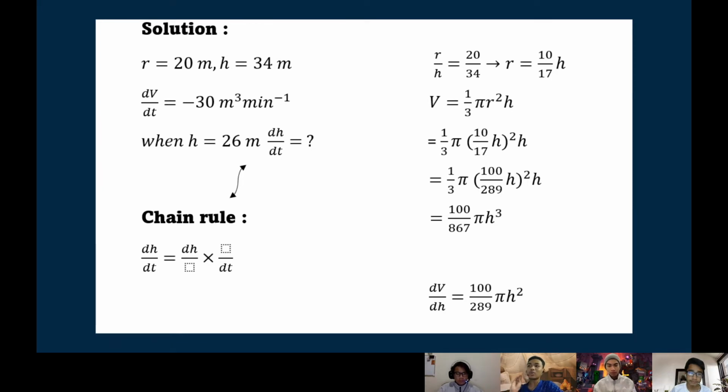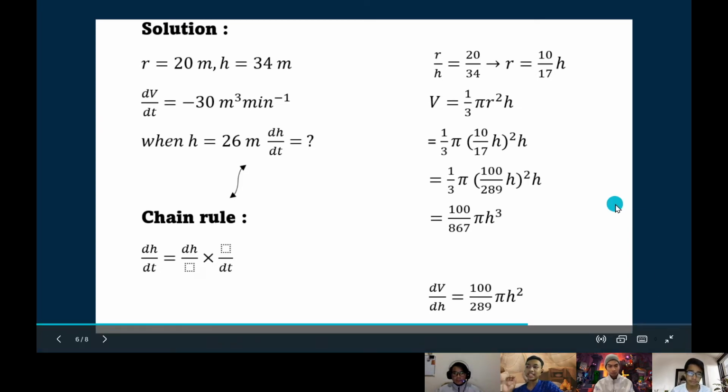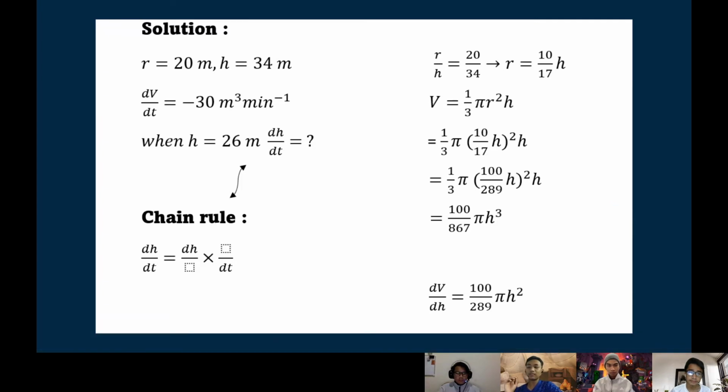When we are looking for this solution, we can just imagine this. We can already guess this is a chain rule. So we can assume that dH over dt equals dH over something multiplied by something over dt. But what is actually in the box? The thing in the box is dV, because we can refer to the dV over dt, the information that we just got from the question. So we can proceed to our solution.